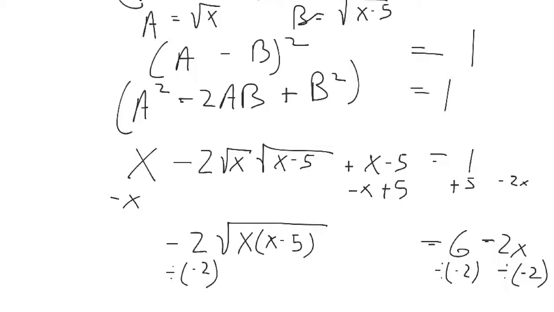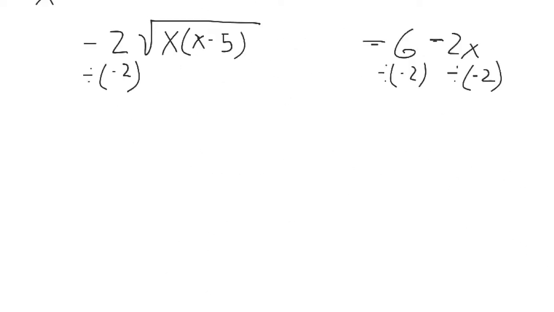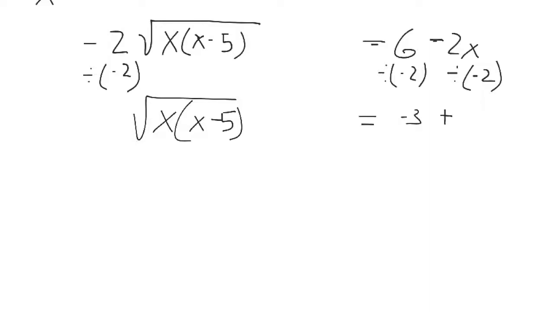And you get the square root of x times x minus 5. Negative 3 plus x. How do we get rid of the radical? You got to square it.